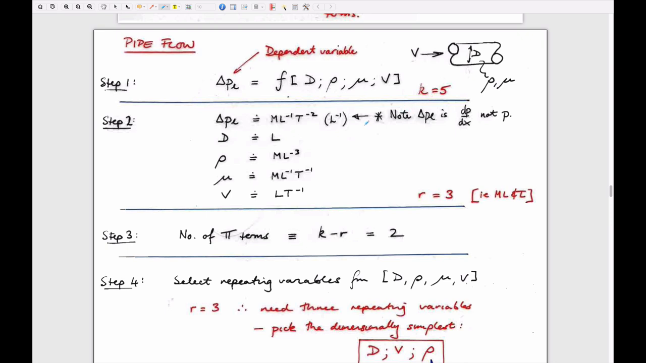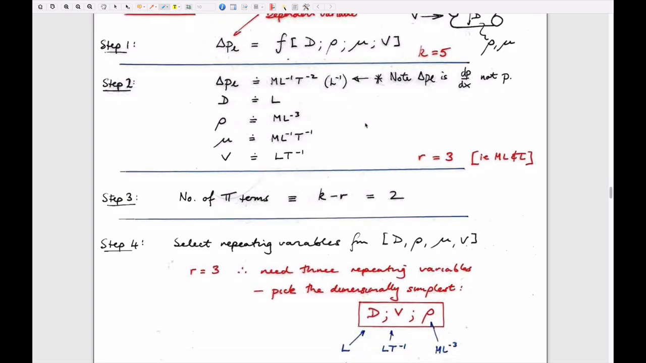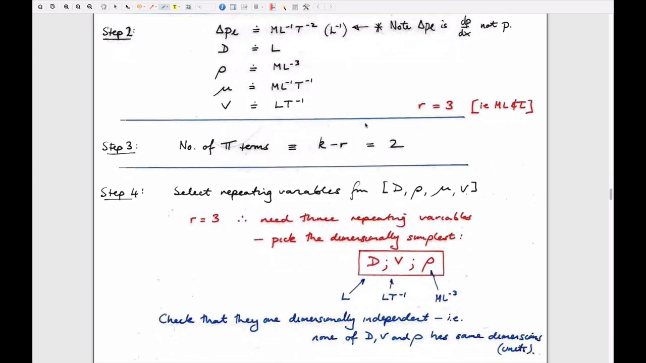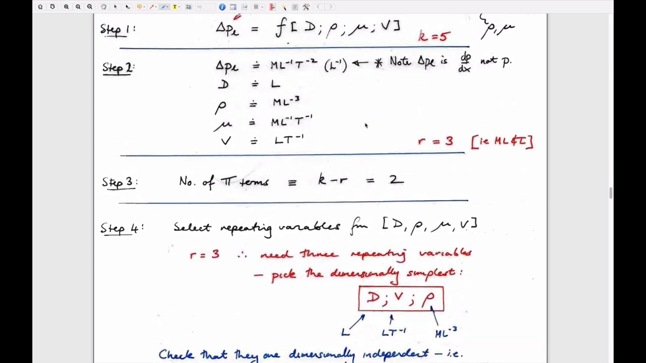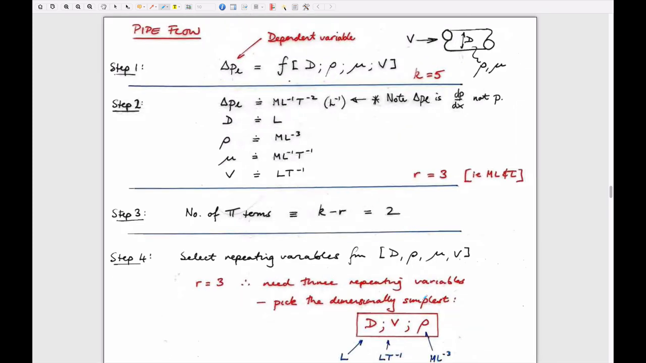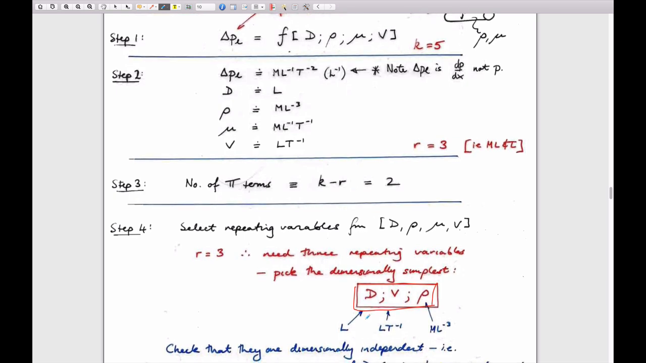You take repeating variables, and in this particular case, the repeating variables are diameter, velocity, and density. And so when you make the pi variables, there are two other dependent variables that you'll get to use. One is going to be this, and the other one is going to be viscosity, right?